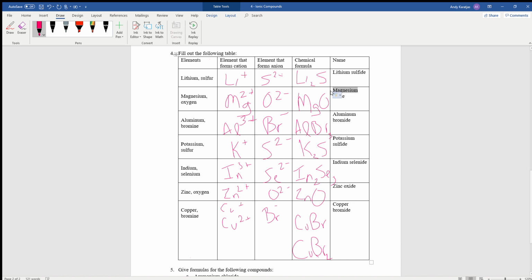The last question on this worksheet, as you'll see, involves some polyatomic ions, and those are something that we will cover in our very next piece of lecture.